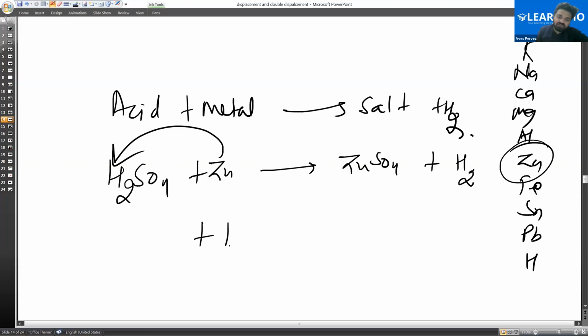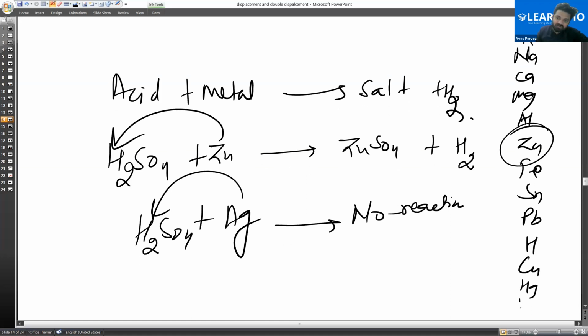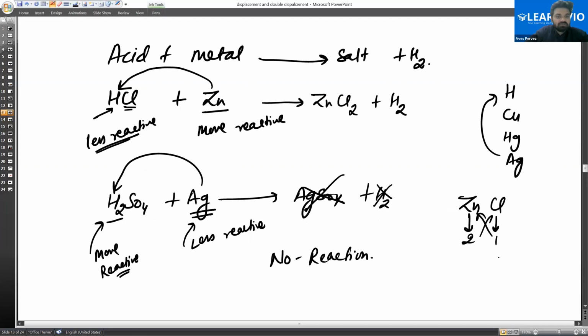What if I have H2SO4 with silver? There will be no reaction. Why? Because silver comes below hydrogen in the reactivity series. So you get copper, mercury, then silver. Silver is less reactive. Are you getting my point? Silver is simply not able to displace because it is below hydrogen in the reactivity series. That's why it will not displace. More reactive element always displaces the less reactive element from its compound, and the reaction between acid and metal is also a displacement reaction. So note it down.